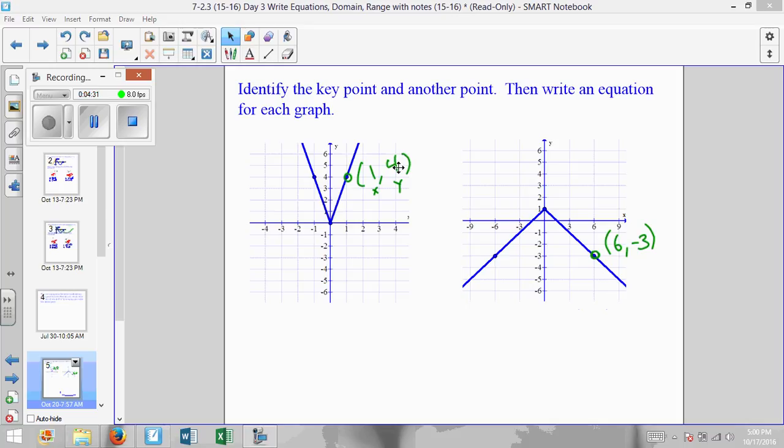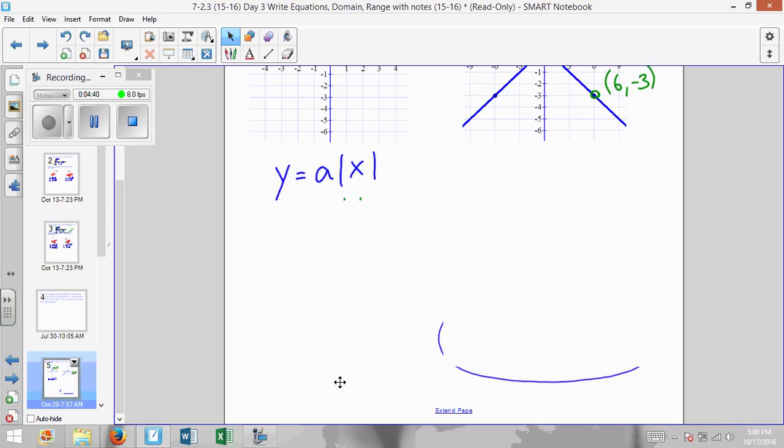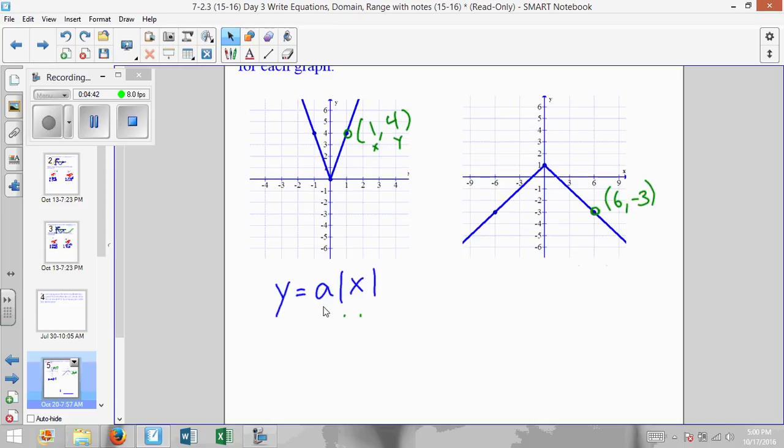So in this graph, we know this is an absolute value function, and we see that it's not transformed either direction, up or down. And so the basic general equation is going to be something like this. So we have that a in front because that is the vertical stretch. So we know that it's stretched. Now, it might be pretty obvious in this case that it's 4, but it's not always going to be obvious, especially when it's a fraction.